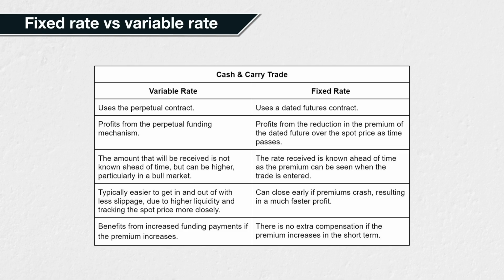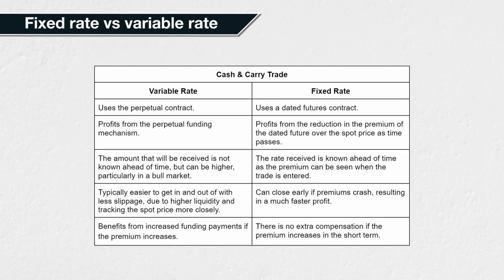If the premiums of the futures contracts and perpetual continue to increase after the cash and carry trade is opened, the variable rate version will actually benefit from increased funding payments. This is in contrast to the fixed rate version, which will be looking at an unrealized loss while it simply waits for the premium to come back down. Both the variable rate and the fixed rate versions will eventually make a profit in this scenario, however the variable rate actually gets paid extra to be underwater in the short term.